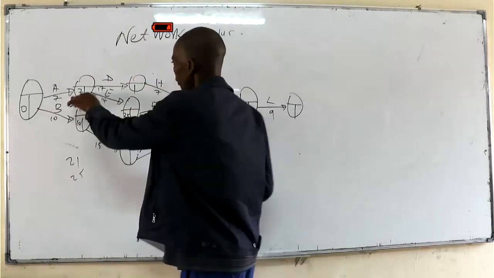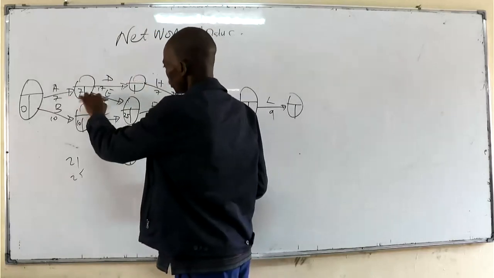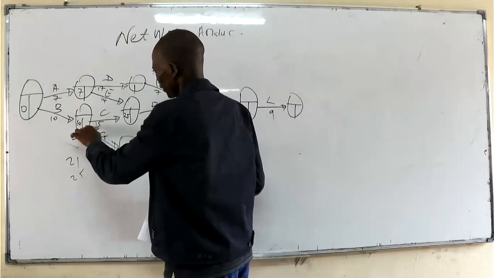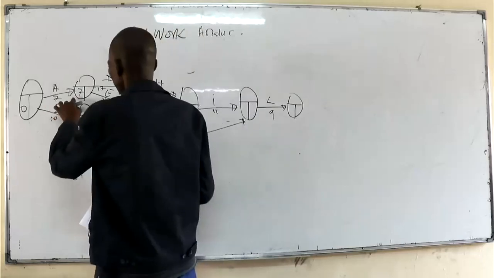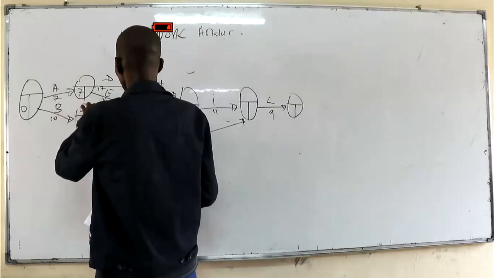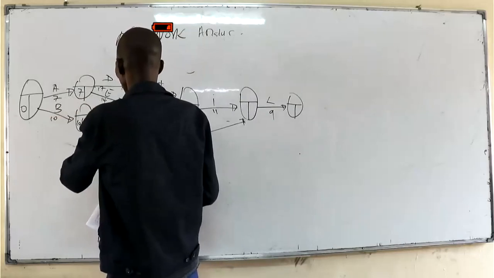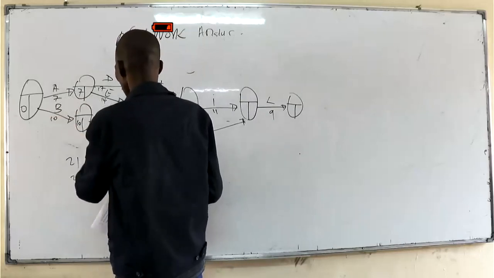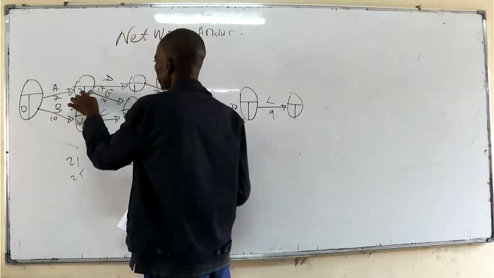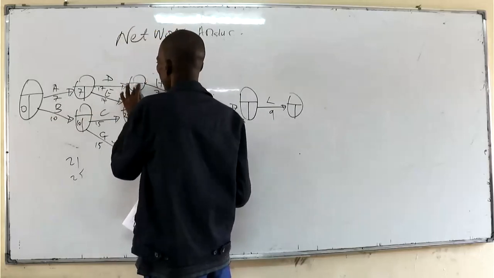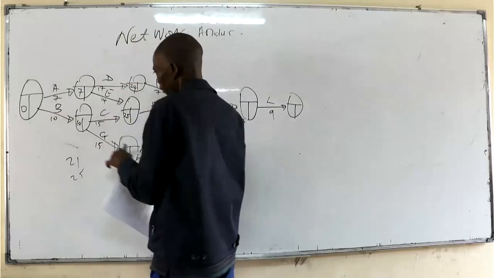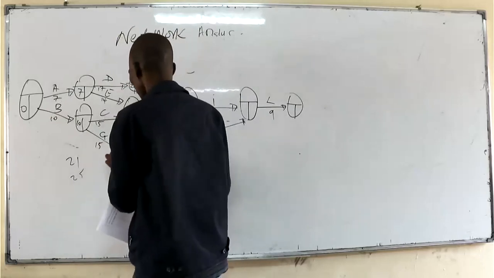Now 7 plus 14 is 21. 10 plus 15 is 25. That's okay. Then we have 7 plus 17 here. 7 plus 17, this is 24. Then we have 10 plus 15 is 25 here.